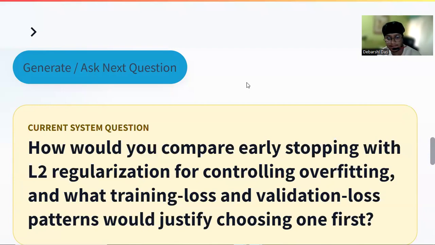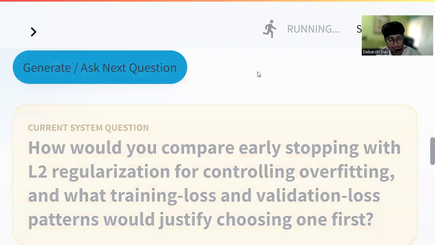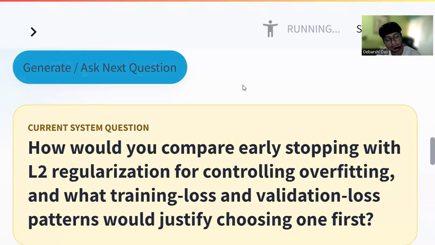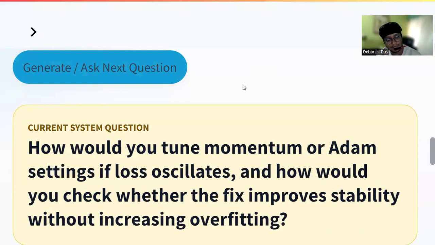No problem. Let's get to the next one. How would you tune momentum or Adam settings if loss oscillates? And how would you check whether the fix improves stability without increasing overfitting?